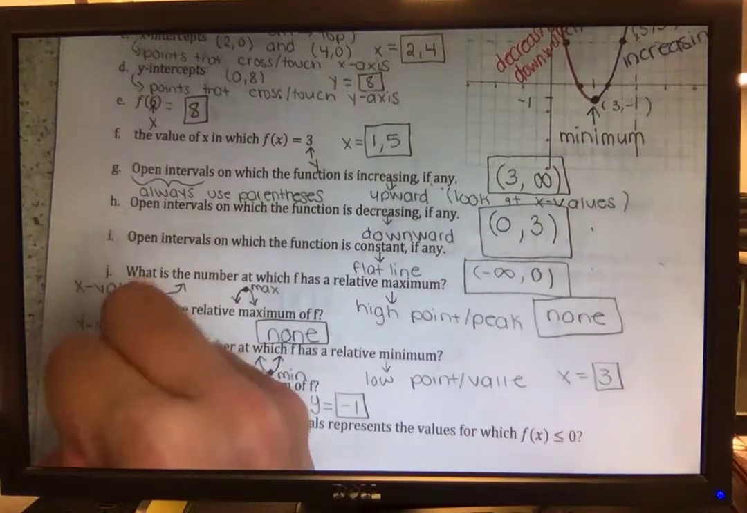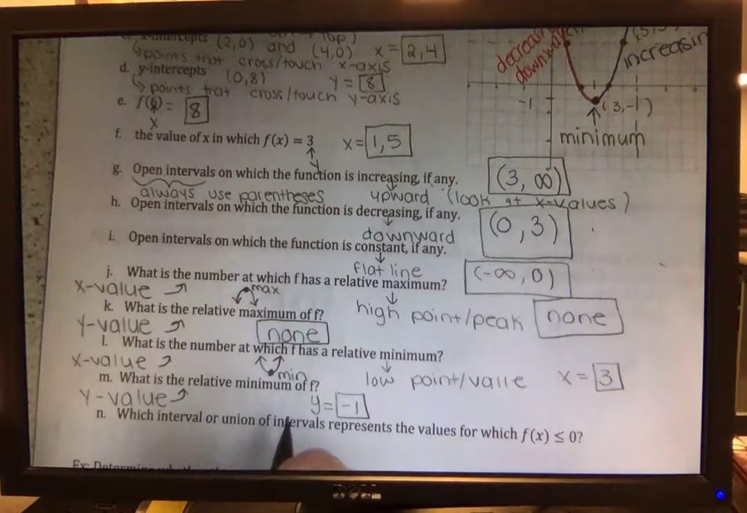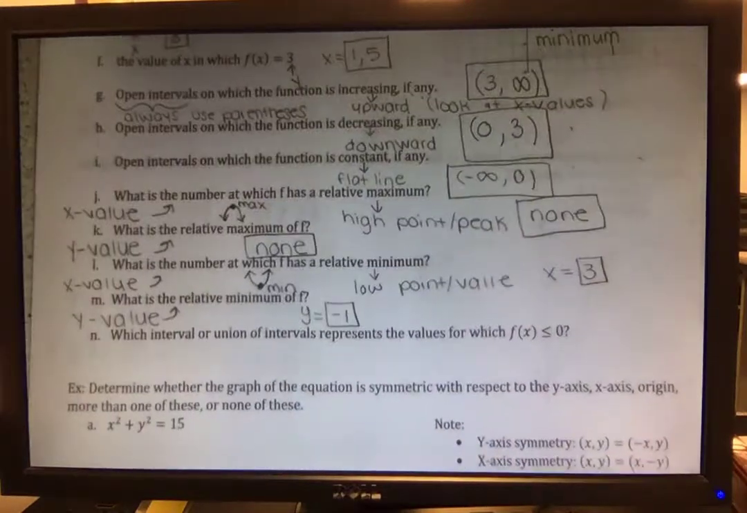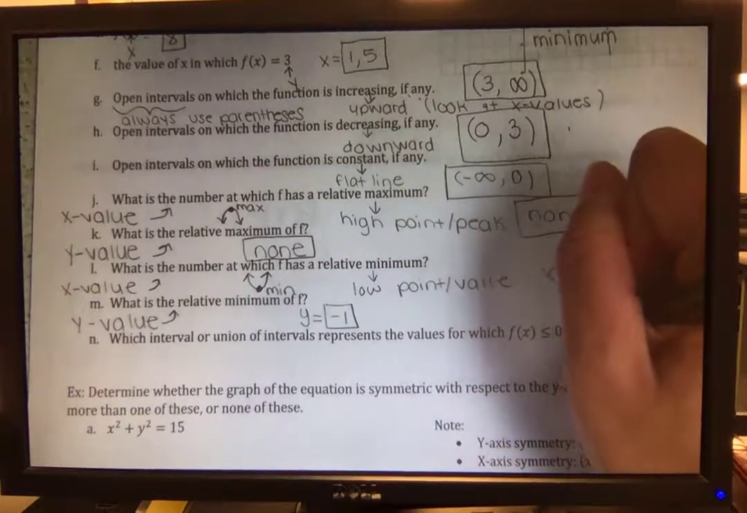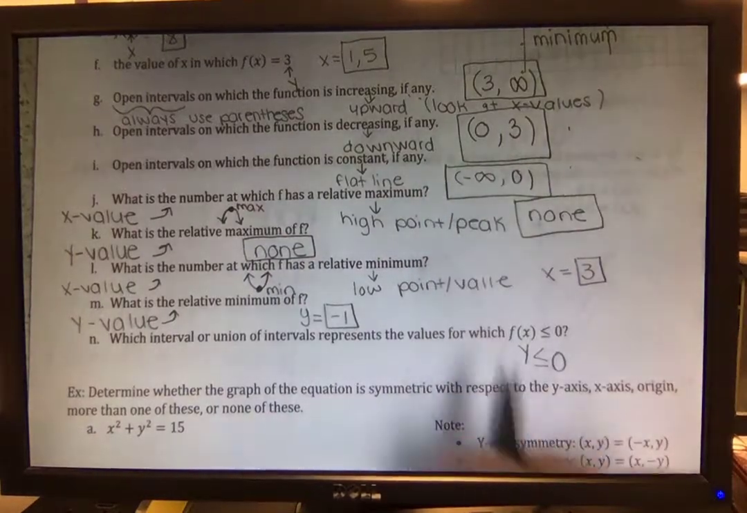So for letter M, it's asking what is the lowest point, what is the relative minimum of f? So that's looking for our y value. The way the wording works, it's looking for x for L and then our y value for the question M. Last but not least, which interval or union of intervals, so which interval or intervals together represent the values for which f of x is less than or equal to 0? So when our y value is less than or equal to 0, because f of x is the same thing as y.